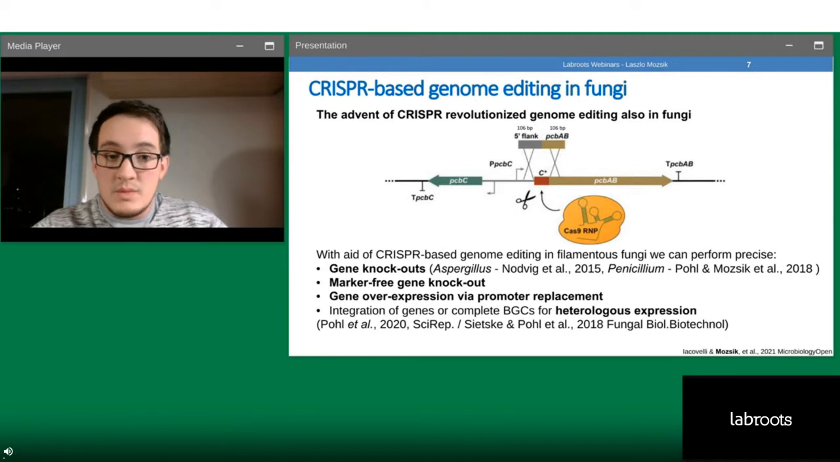in a new organism. In the figure presented here, we perform the marker-free elimination of a condensation domain of a non-ribosomal peptide synthase, and we only use a 106 base pair homologous sequence, marker-free eliminating this unwanted condensation domain.